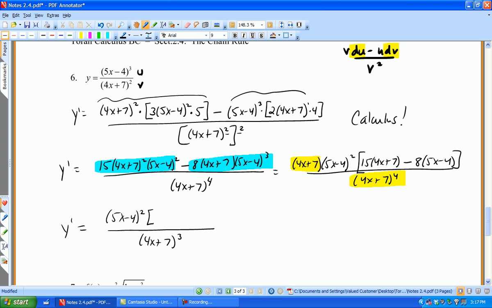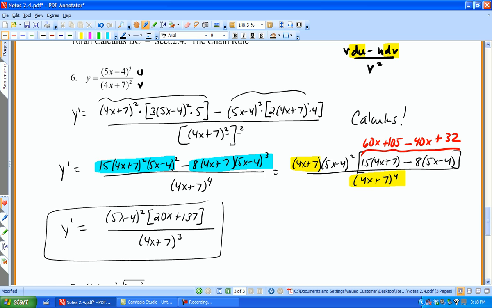Okay, so what is in those brackets at the top? Okay, let's go back and look. If I look there, both of those are raised only to the first power, both of the quantities, so I can actually distribute that. If I distribute the first part, I get 60x plus 7 times 15 is 105, minus 8 times 5x is 40x, negative times negative is positive 32. If I combine like terms, it looks like that whole thing will simplify to 20x plus 137. There we go. That would be the final simplified form. Again, all of that was algebra.